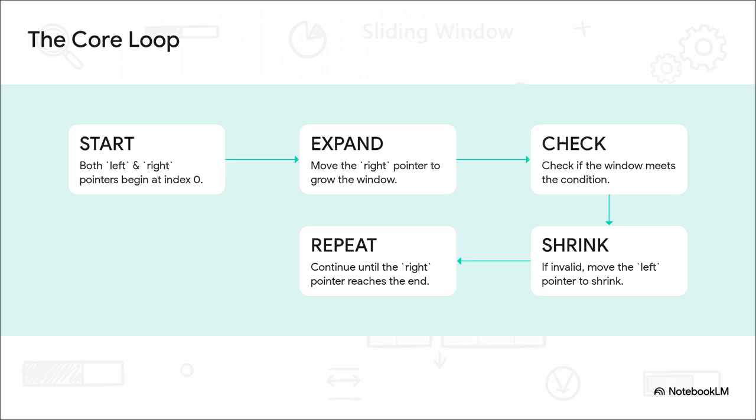Does it meet the rules of the problem? If the answer is no, like maybe you have too many duplicates, then you start shrinking the window from the left until it's valid again. And you just repeat this expand, check, shrink dance all the way to the end.